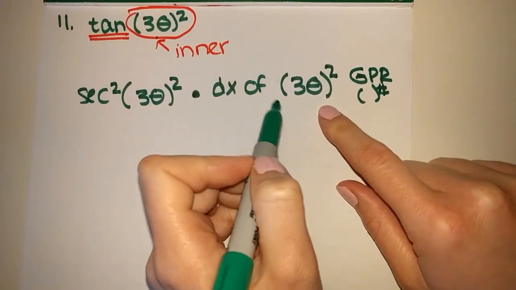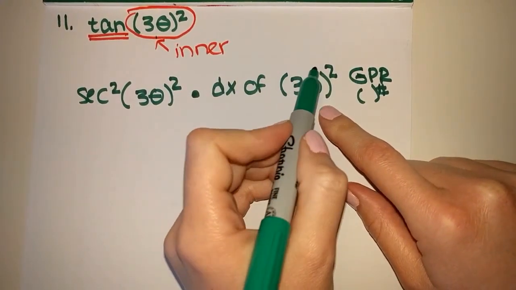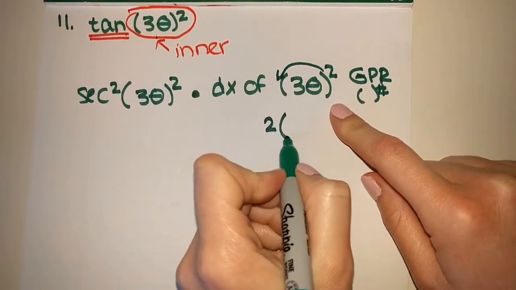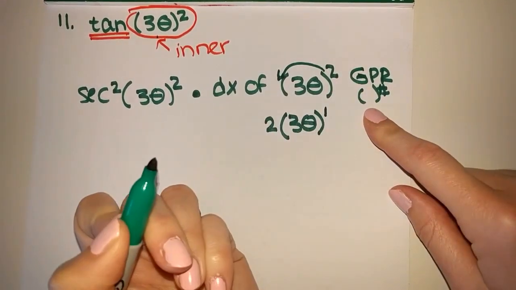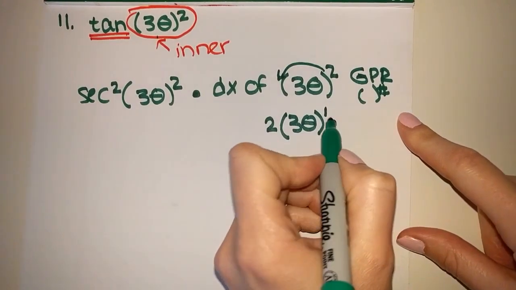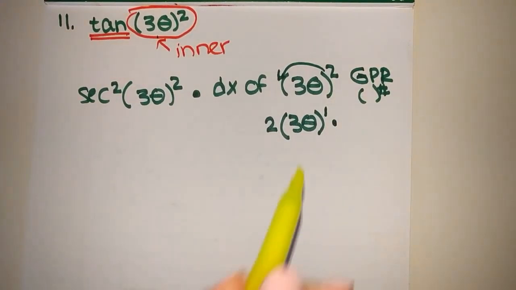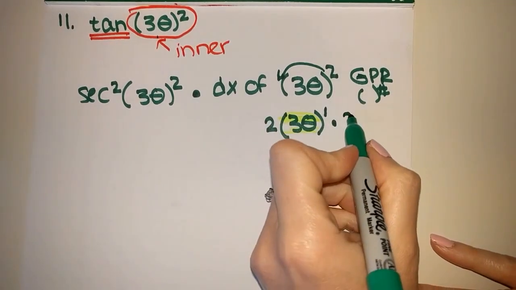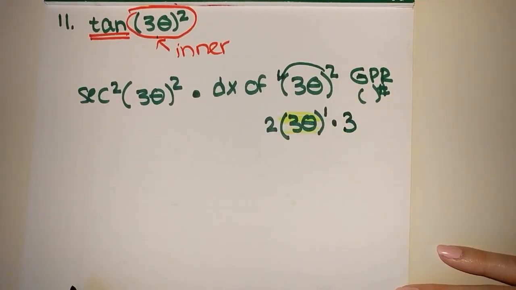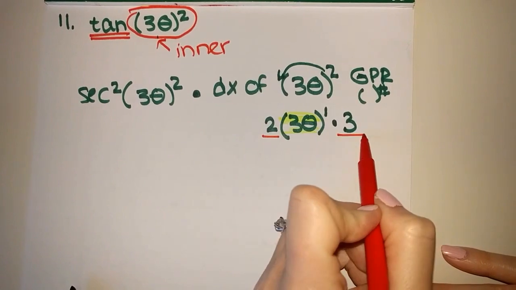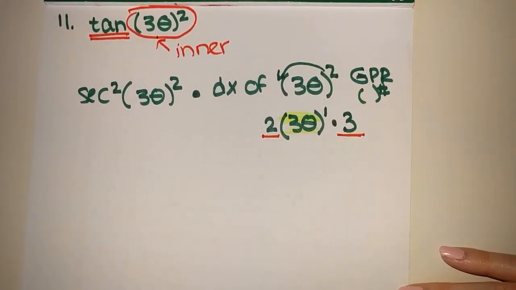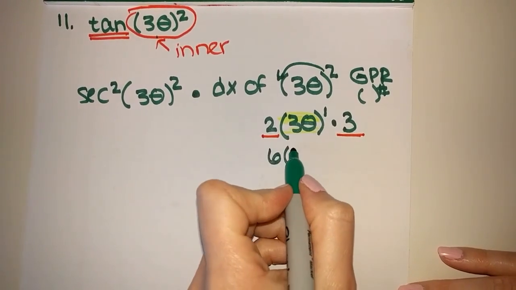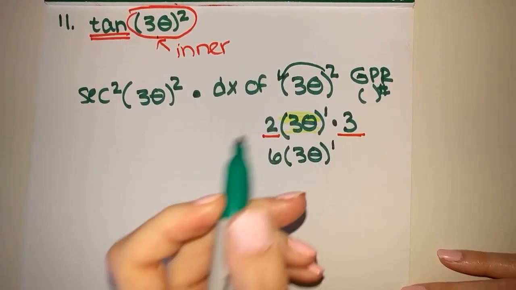So if I use the general power rule to take the derivative of the inner, I'll bring down the 2, keep the inside fixed, subtract 1, so I get 2 minus 1, so I get 1, times the derivative of what's inside the parentheses. So the derivative of 3 theta would simply be 3. Now remember that something in the front, something in the end, those two usually are going to combine together. So we multiply the 2 times 3 to get 6 times 3 theta to the first power.